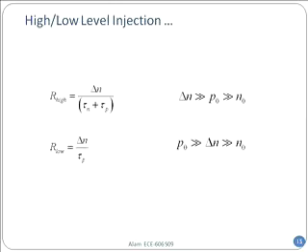Now, let me ask you this. Which one is higher? In one case, I have a delta n in the numerator, and in another case, I have a little bit bigger numerator and denominator compared to the other one. But you see, the high case has a bigger denominator. Does it mean that at a higher level of injection, you have lower recombination? That makes no sense. So what's wrong?